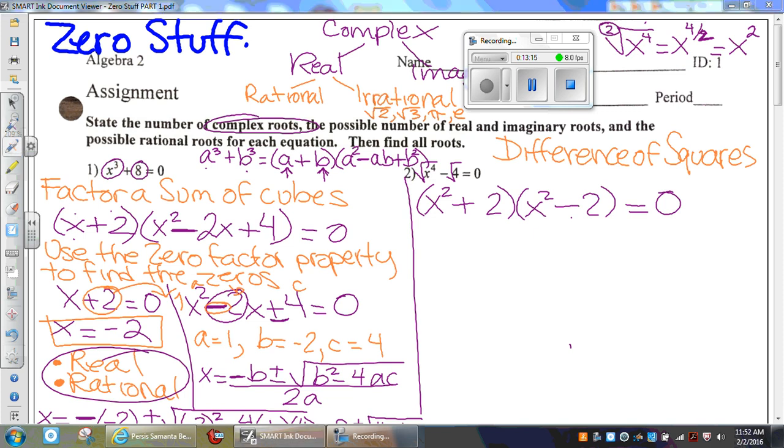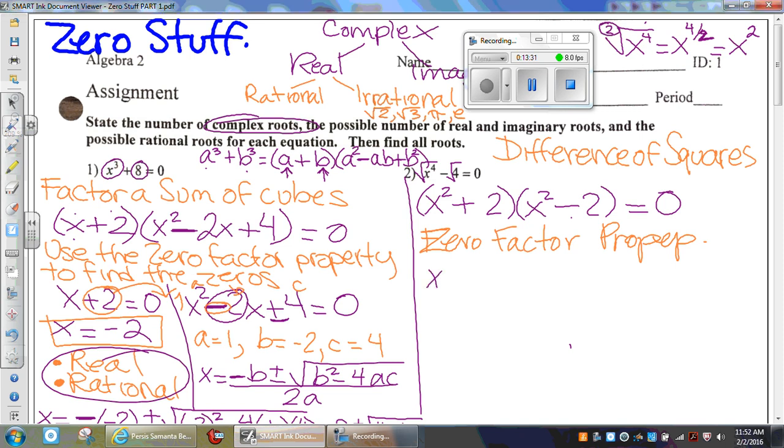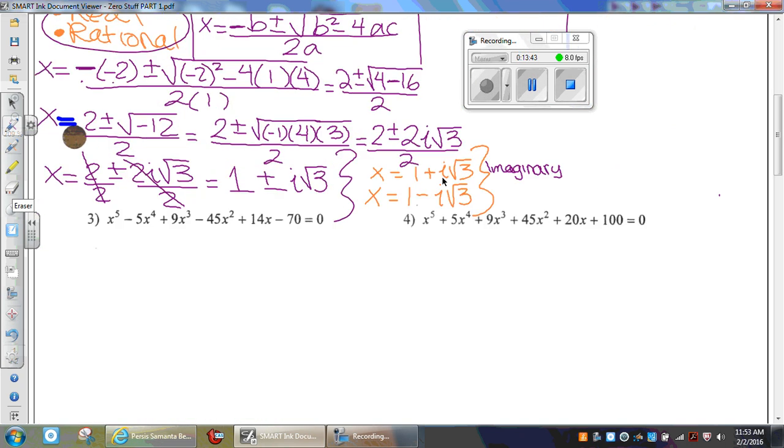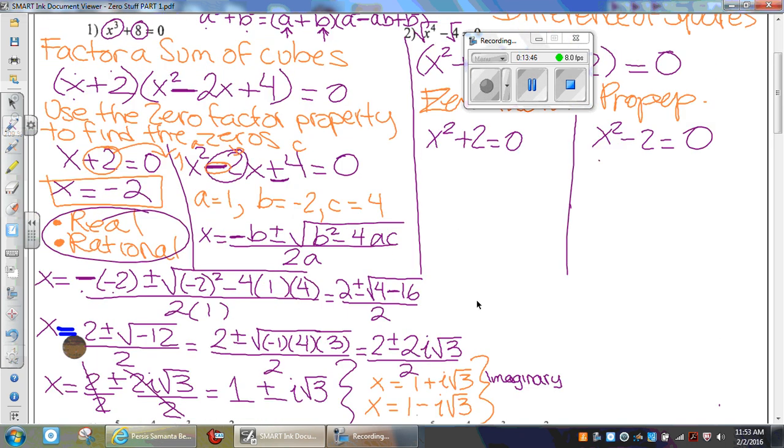Now after this, we're going to use that zero factor property. So we take each factor and we create 2 equations, solve for x. I'm going to start with the one on the right side because it's a little easier. So in this case, we have the -2. If we take that across, it will become +2.